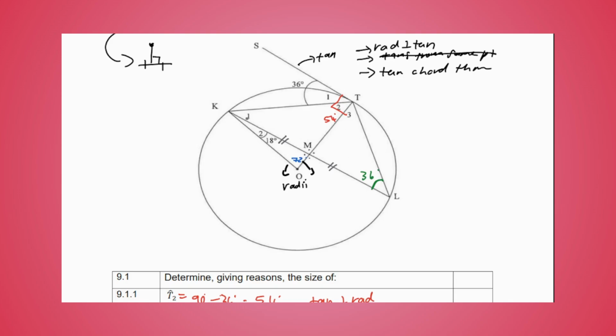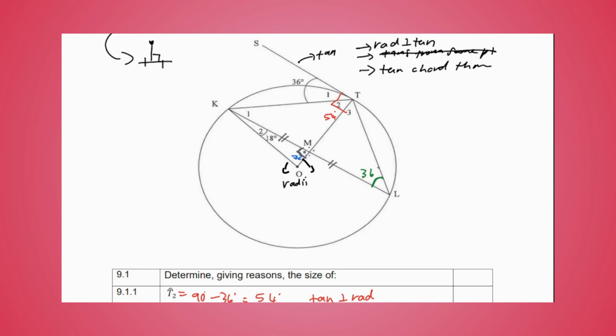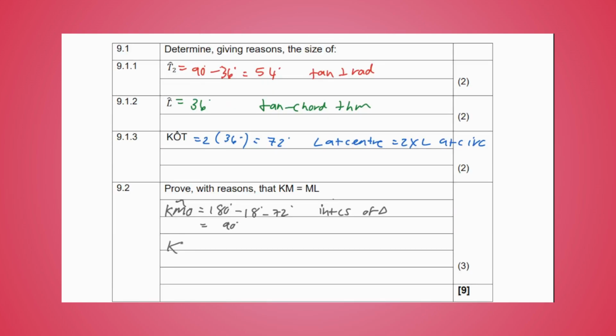So the easiest would be in this small triangle over here. If we can find that M, which is KMO, the size is 90, and this is interior angles of a triangle, or you can say sum of angles in triangle or angle sum of triangle. Now we have that this is a 90-degree angle. So because this is 90, those are equal. That KM and ML are equal, and your reason is because the line from the center is perpendicular to the chord.